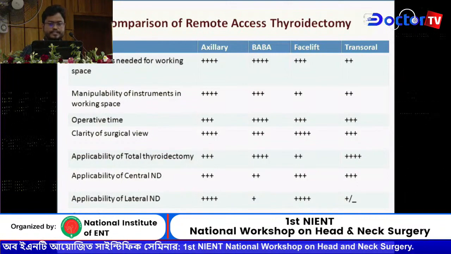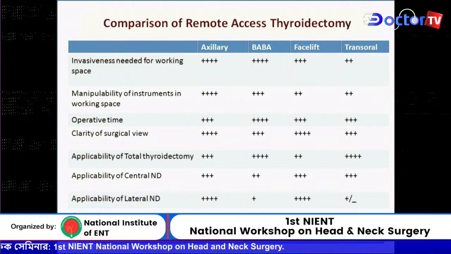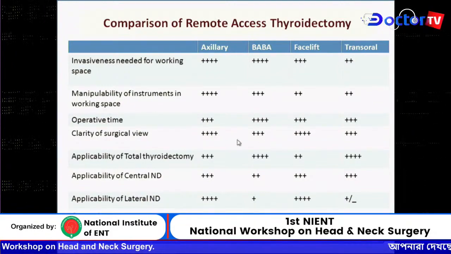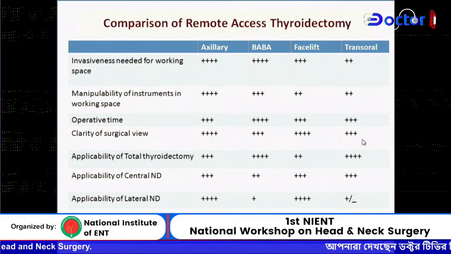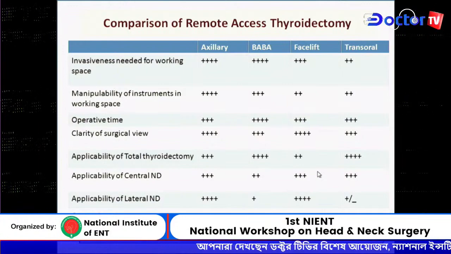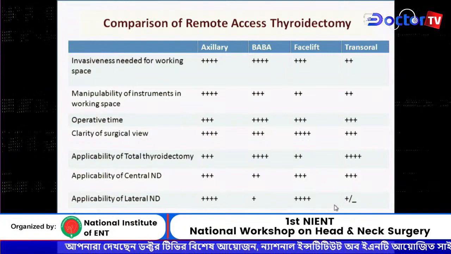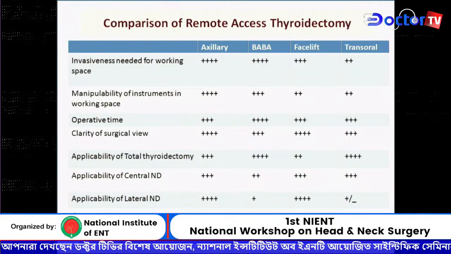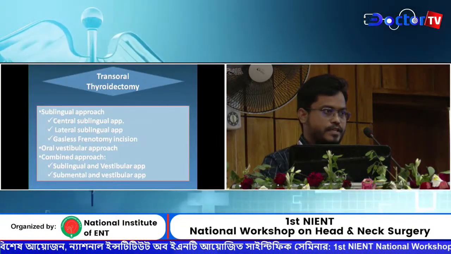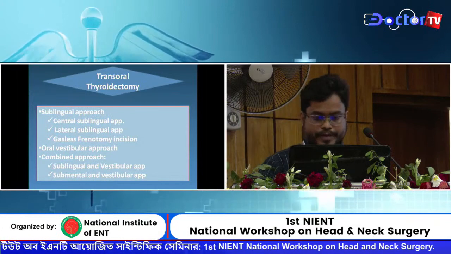Comparison of the remote access thyroidectomy: invasiveness is less in transoral thyroidectomy, manipulability of instruments is less in transoral, operative time is more or less the same, quality of surgical view is excellent in transoral thyroidectomy, and central and total thyroidectomy are possible in transoral thyroidectomy. Lateral neck dissection is difficult through the transoral approach, cosmesis is better, and complications are more or less the same. The transoral approach was first started with the sublingual approach, then vestibular, submental, and combined approaches.